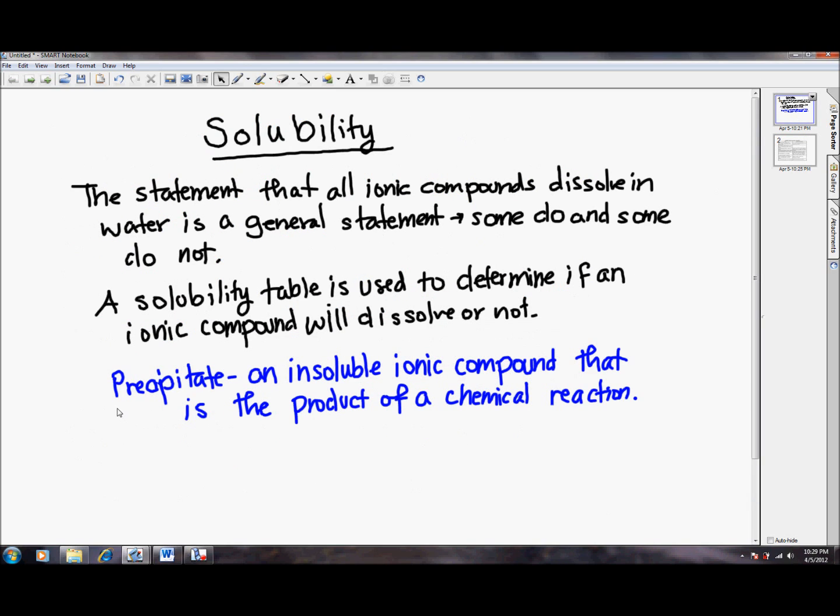Now, one important definition, we've talked about this previously, is the term precipitate. We're going to use the solubility table to determine if a product of a chemical reaction is an actual precipitate. A precipitate is defined as an insoluble ionic compound that is the product of a chemical reaction. We're going to talk about one specific type of reaction that produces precipitates. Before we do that, let's talk about how we actually use the solubility table.